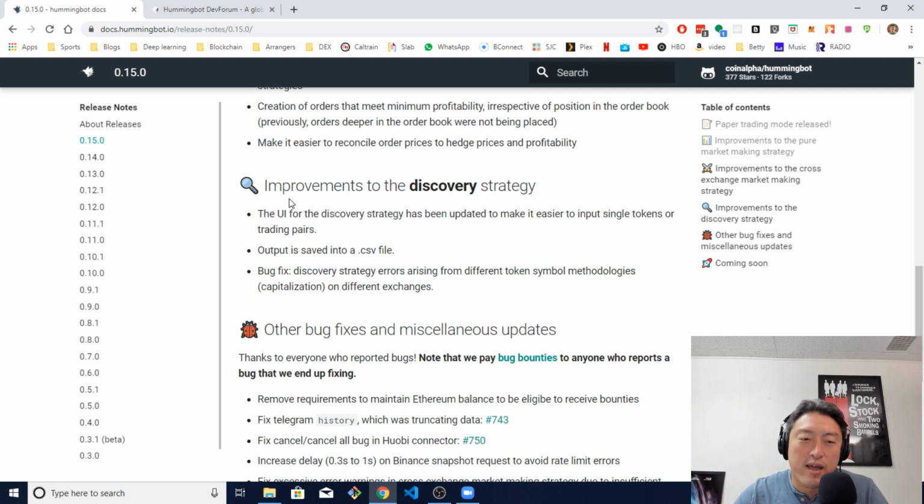So that should make it easier for people to use by simplifying how it works and reducing the time necessary for it to run. So that's what's coming. That's what came out in 0.15.